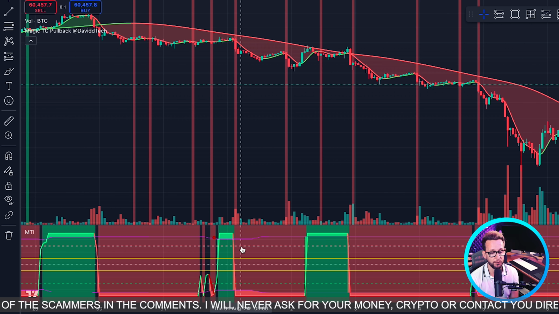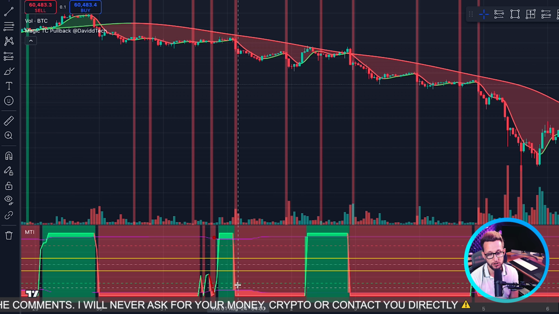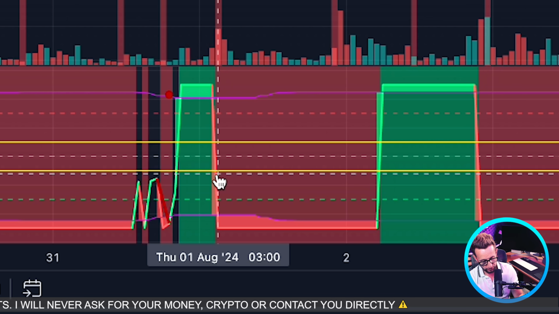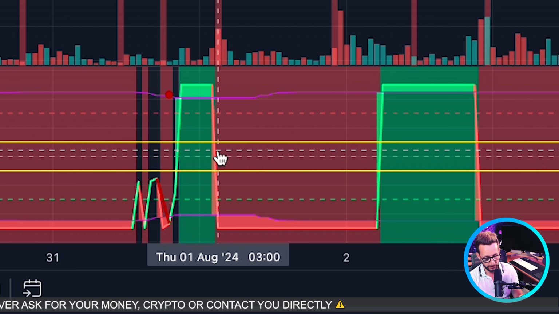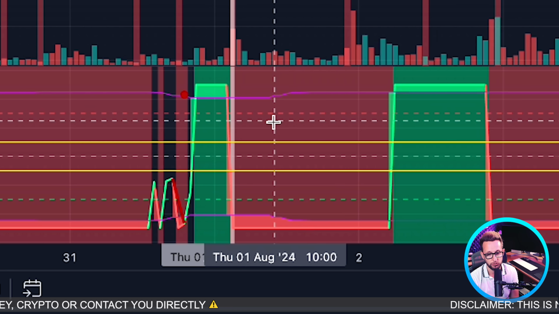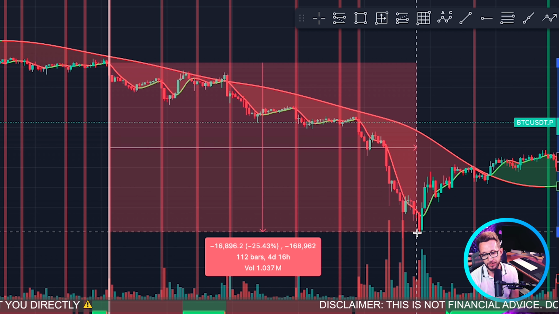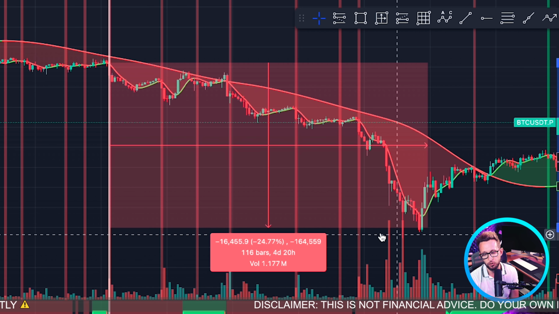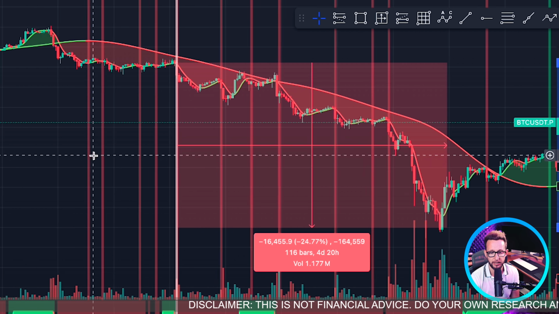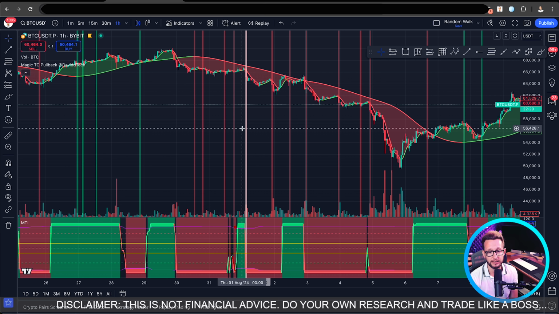The only thing we're going to look for is for the background to be red, confirming our entries. As you can see on this entry here, it would have done an absolute perfect job of confirming that pullback as the background goes red. That would have confirmed our pullback, which would have given us that wonderful 24.77% win.